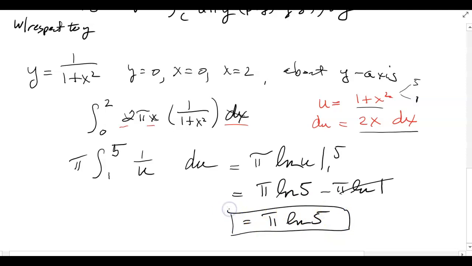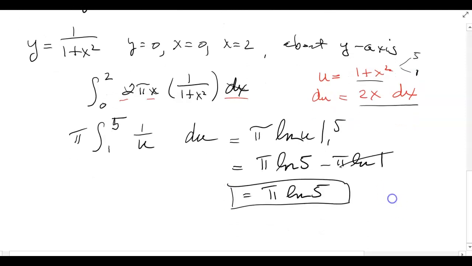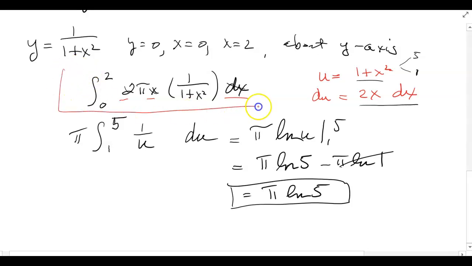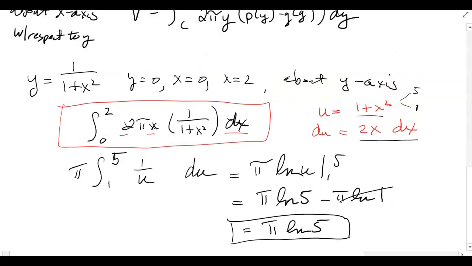And that is your area. Now, when you do the lab on this, there's going to be a lot of problems where I'm not going to ask you to finish integrating it. I'm simply going to ask for the setup, in which case you can stop here. And you don't have to do any other way.